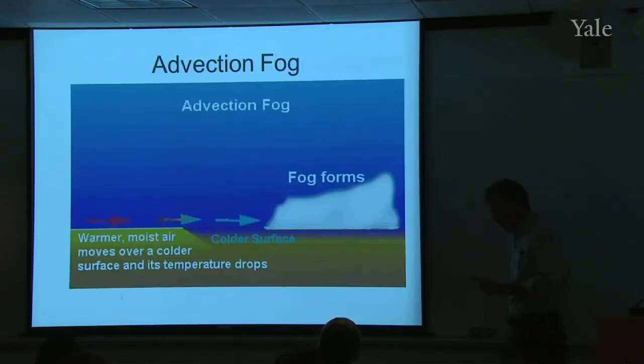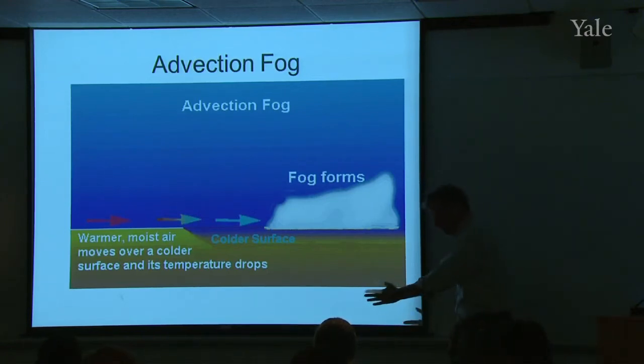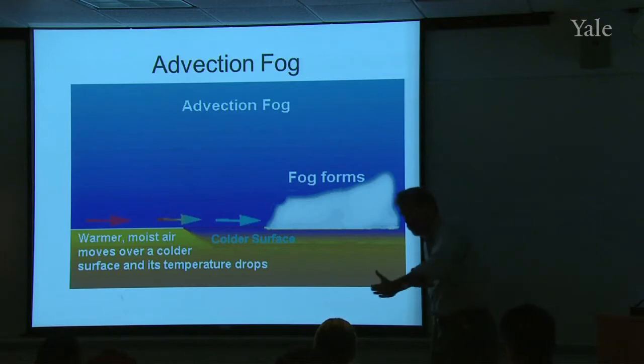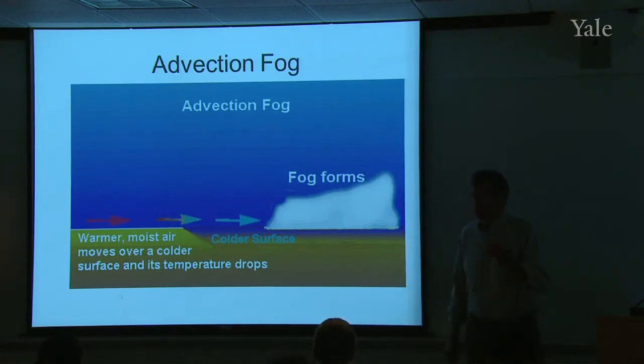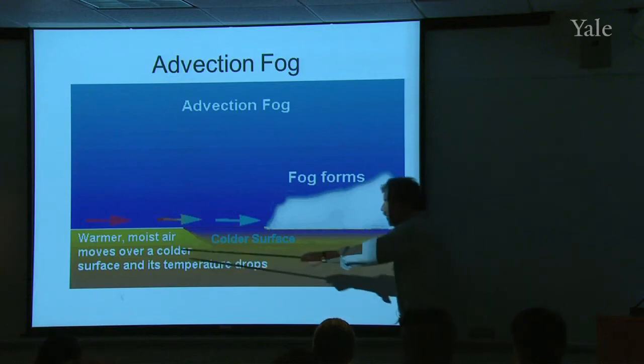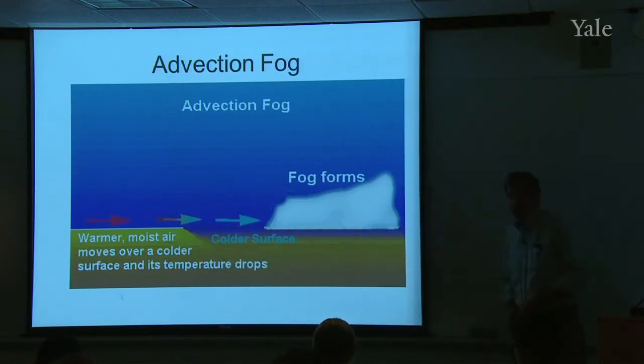Advection fog is a little different. There, a surface was cold to begin with, and then you brought in moist air by the winds over that surface. Once you've moved the warm air over the surface, it loses heat by conduction again, and the saturation vapor pressure drops, the relative humidity exceeds 100%, and the fog forms. So the only difference here is how you generated the cooling. Instead of doing it by radiation, you did it by moving warm, moist air over a colder surface.